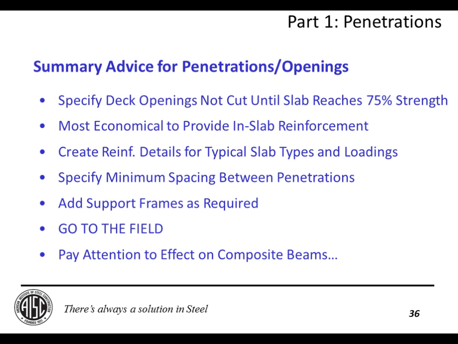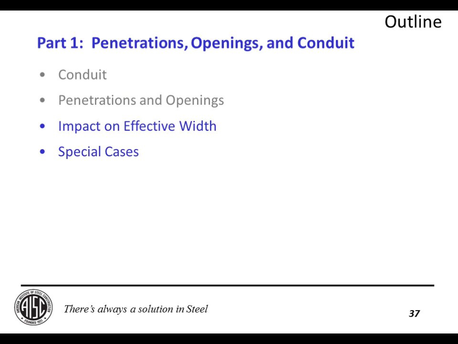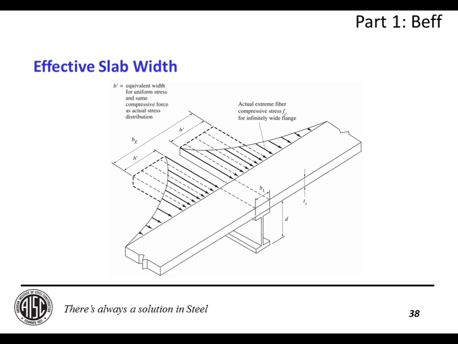And finally, you need to pay attention to the effect that penetrations and large openings have on composite beams, which is a blatant segue for our discussion on the impact on effective width. So as a review, effective width is just taking a nonlinear stress that's present in your beam flange and treating it as a uniform stress. So basically just a concrete compression block.